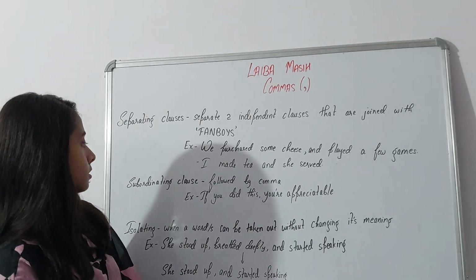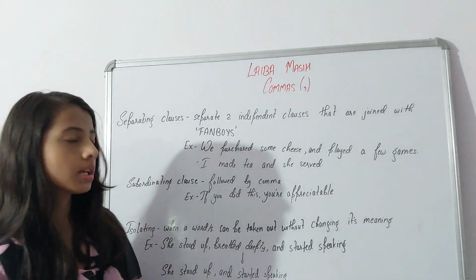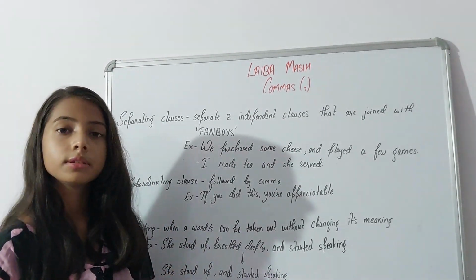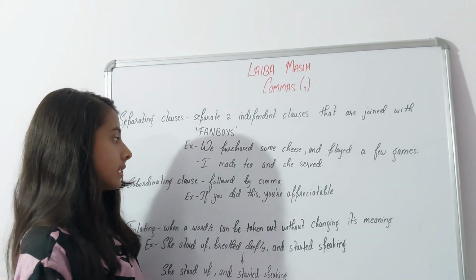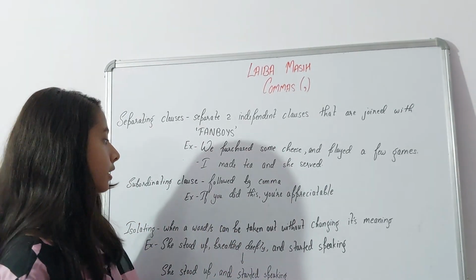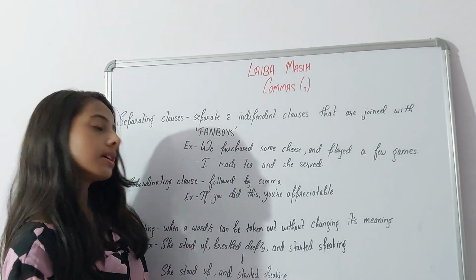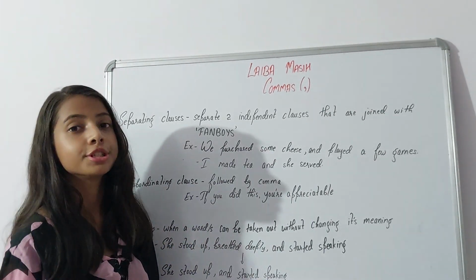Next, it is also for subordinating clauses. When the subordinating clause begins a sentence, it is followed by a comma. So here an example, if you did this, comma, you're appreciable.